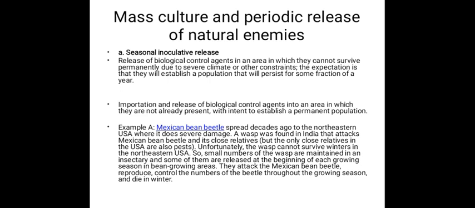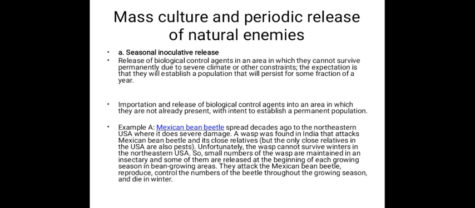Mass culture and periodic release of natural enemies. Seasonal inoculative release: release of biological control agents in an area in which they cannot survive permanently due to severe climatic or other constraints. The expectation is that they will establish a population that will persist for some fraction of a year. Importation and release of biological control agents into an area in which they are not already present with intent to establish a permanent population.